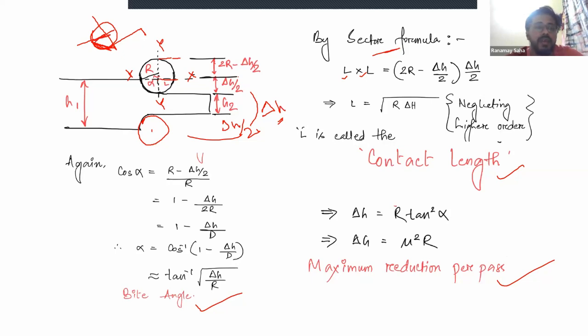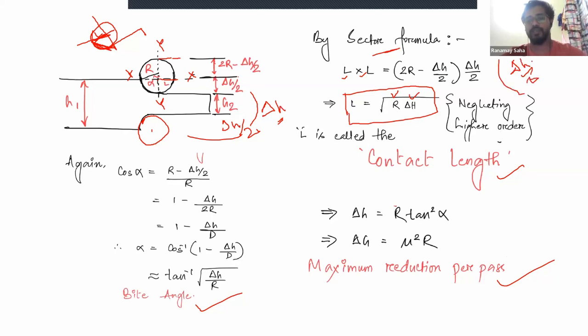Looking at this particular L value, you can get an idea of the contact length. So you do L cross L equal to 2r minus del h by 2 multiplied by del h by 2. From that you get the contact length as root over r del h. R is the radius of your roll, del h is the maximum reduction. Now in that case, you can find a term del h by 2 squared. Already del h is very small, half of that is further small, and the square of that is smaller.